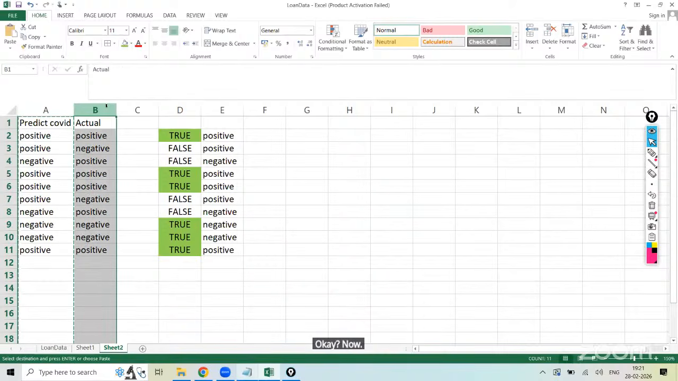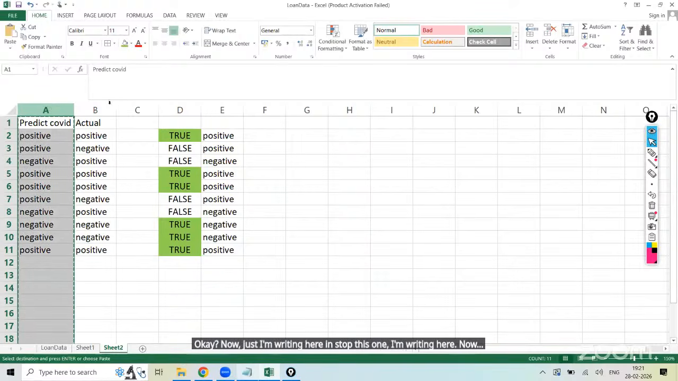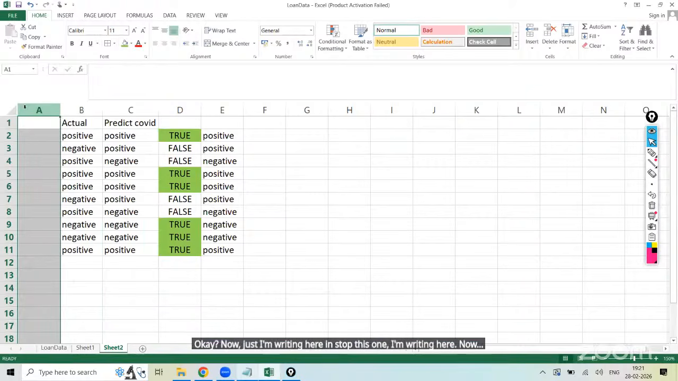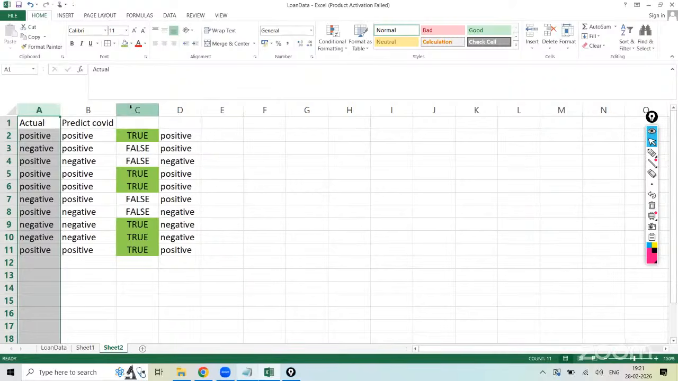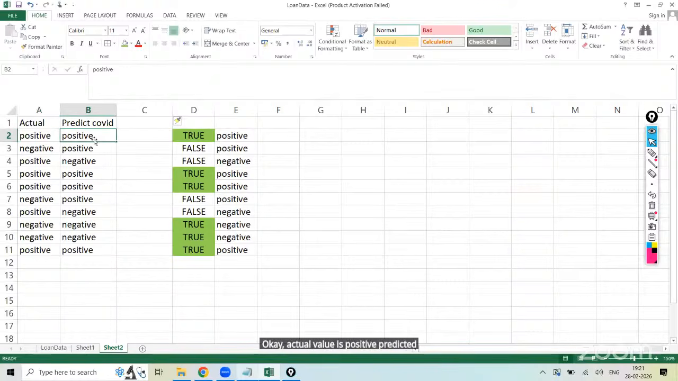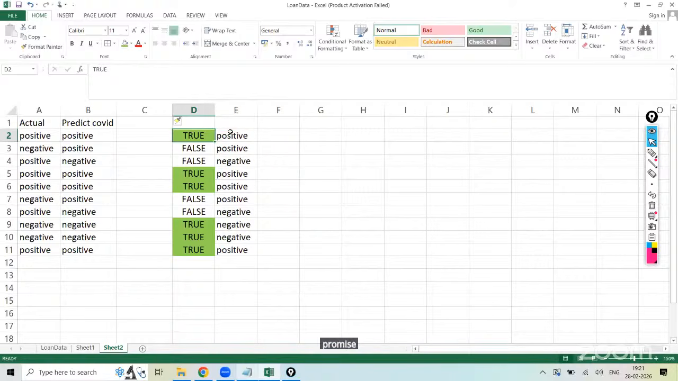Now, I'm writing it here. Okay, the actual value is positive, and predicted is also positive. Basically, the person has COVID positive, and it is predicted positive too. What is this record called? True positive. True means correctly predicted positive. Correctly predicted positive is called true positive.